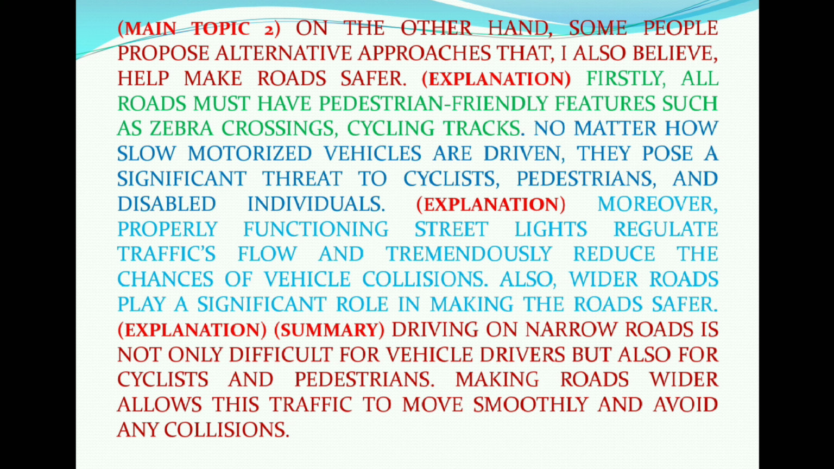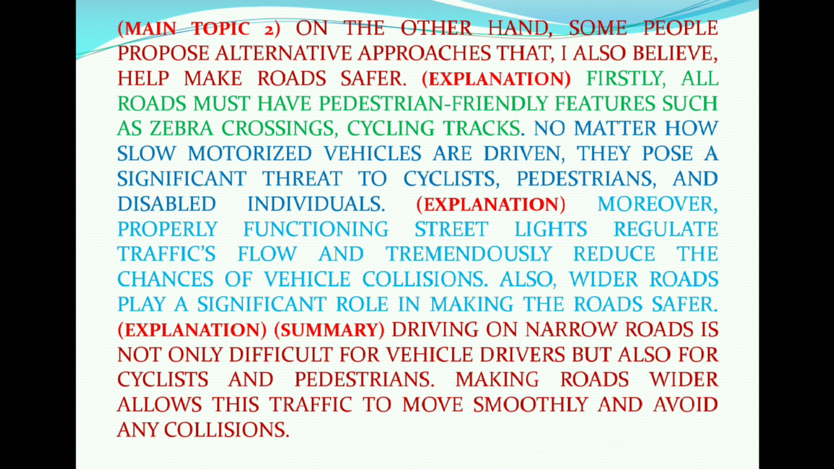Then also wider roads play a significant role in making the roads safer, right? I think it is really more important, wider roads, right? Because if the roads are wider, then the driver can control easily and we have a lot of space to control and do anything, right? So I am going to continue the explanation.